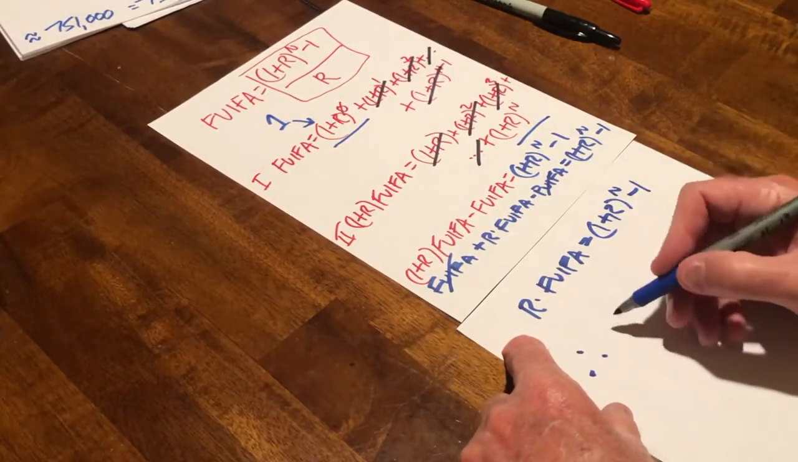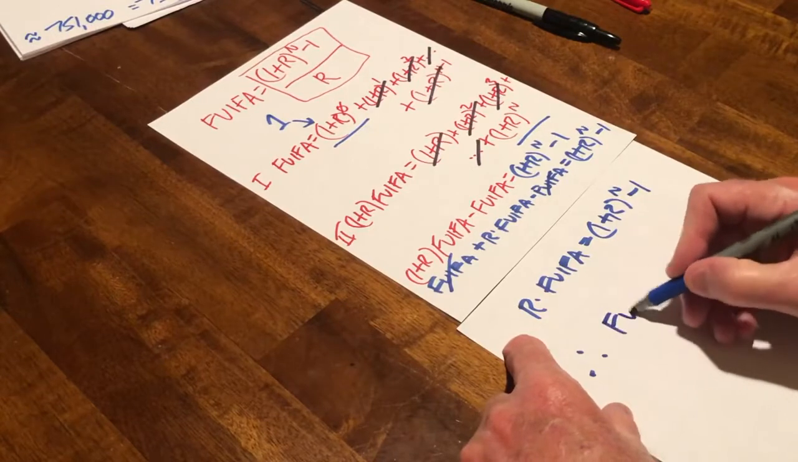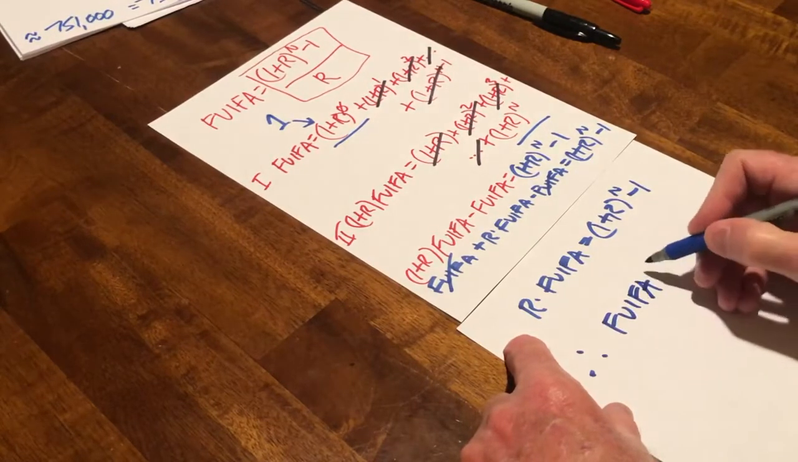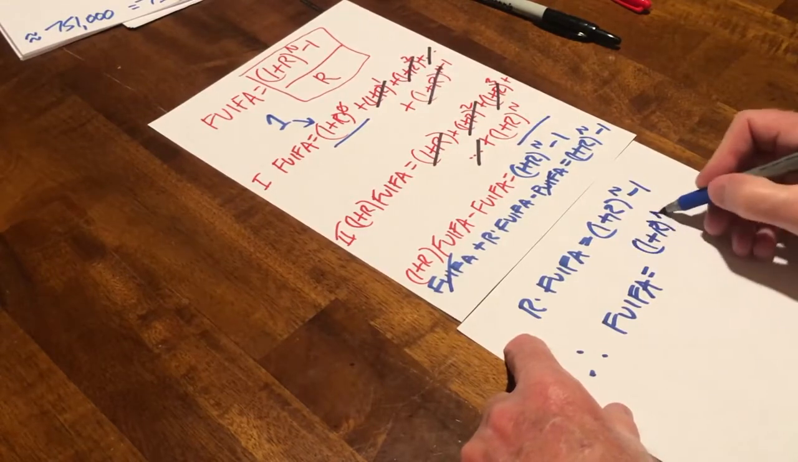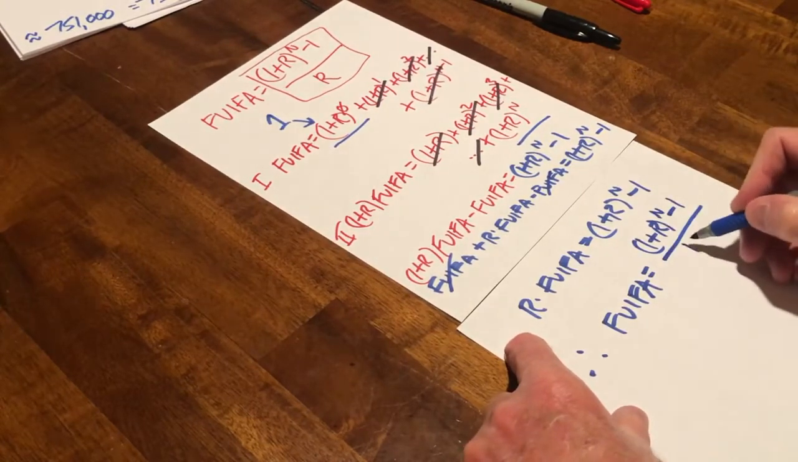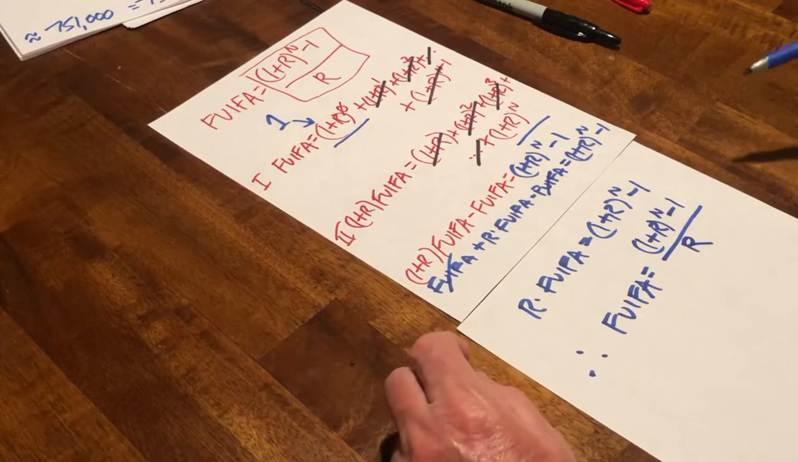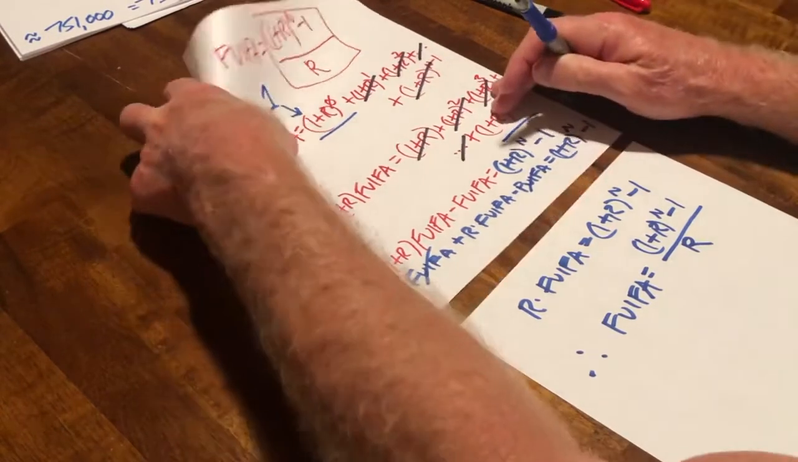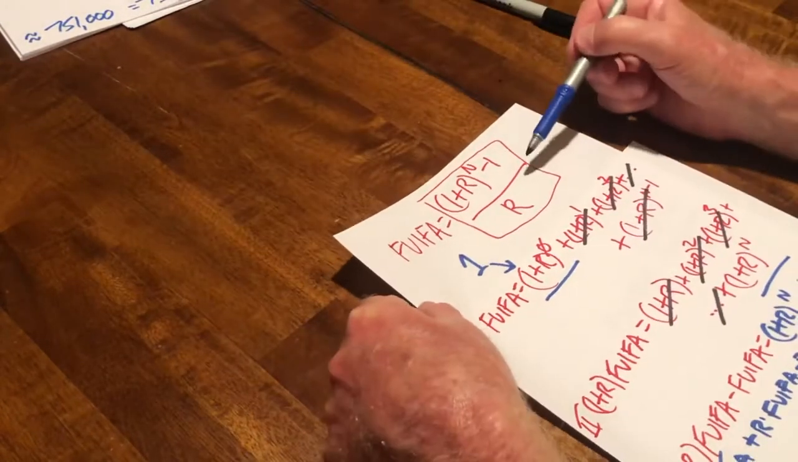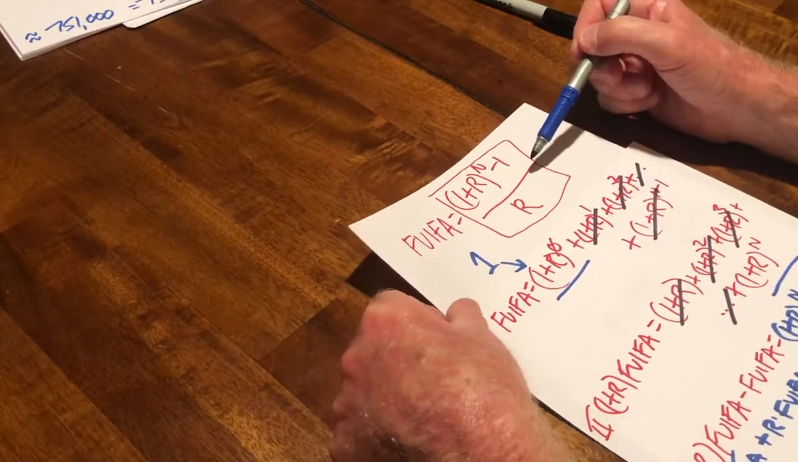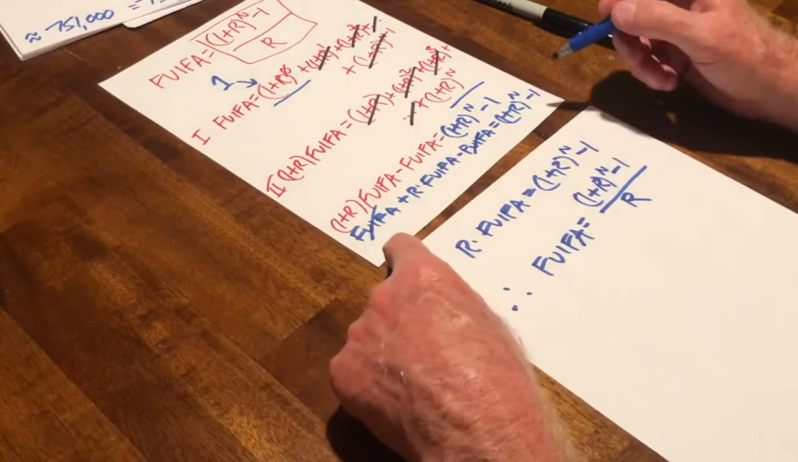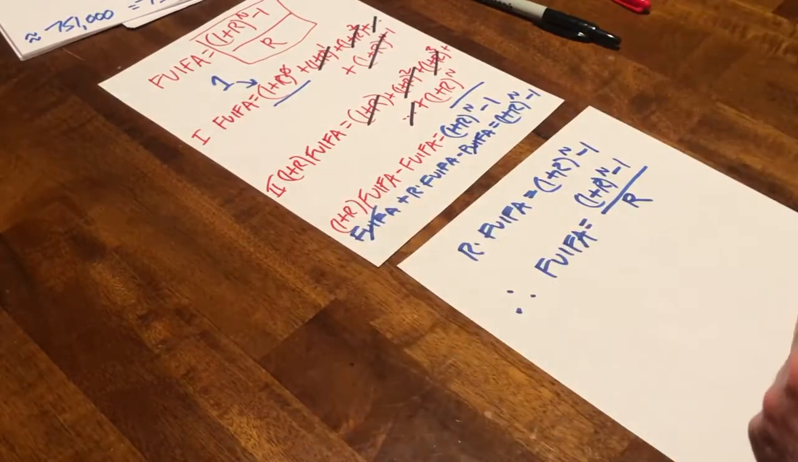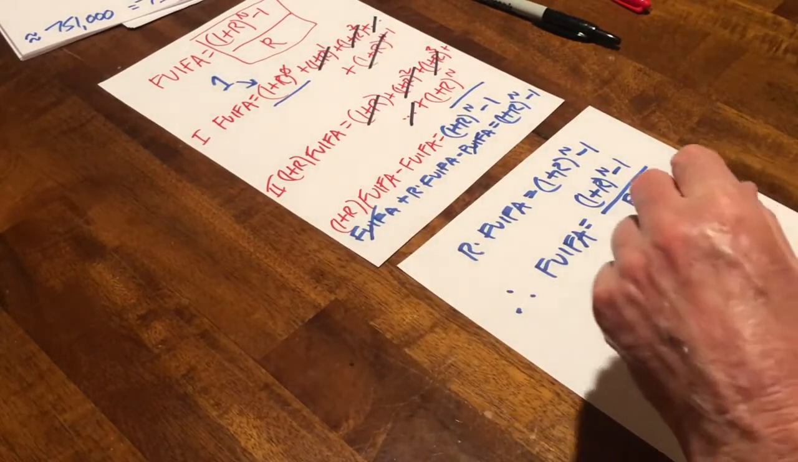dividing both sides by r, we have FVIFA, future value interest factor for an annuity, equals 1 plus r to the nth power less 1, all divided by r. So there we've proved that, yes, indeed, this is the appropriate computational formula for our future value interest factor for an annuity. That's FVIFA.